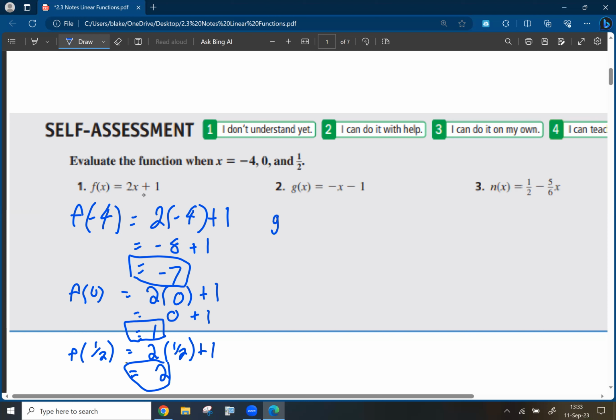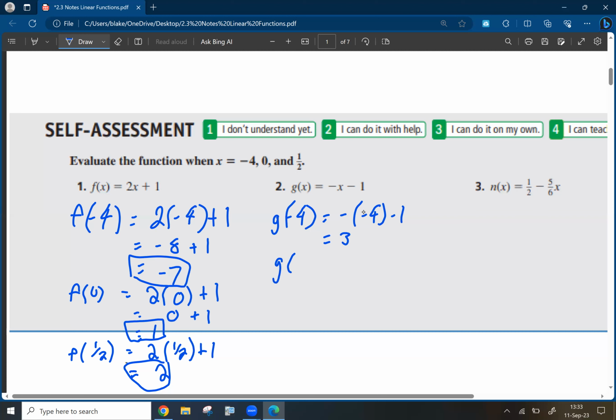So for g of x, plug in -4. So we'll have negative and then -4 minus 1. So be mindful that you see the negative in the function, but we're plugging in a -4. So the negative part of the function is still there. And then when I plug in -4, I'm plugging in a -4. So you can see that there's a double negative on this one. So that comes out to +4 minus 1, which will be 3.